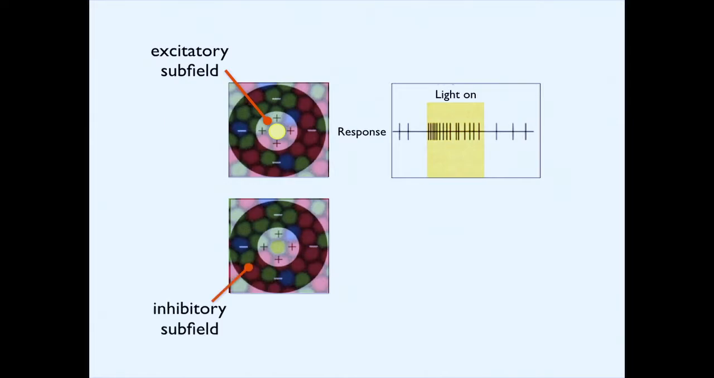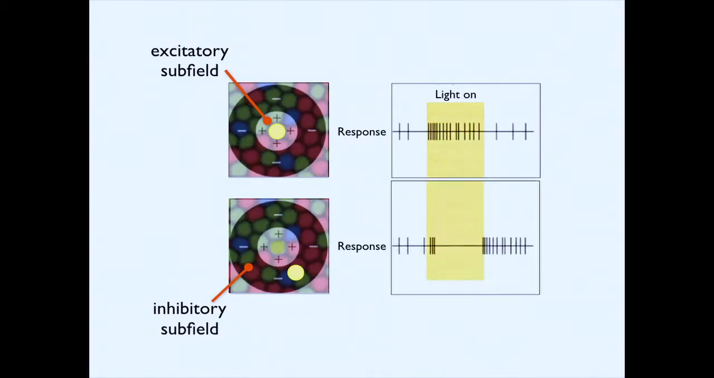If you shine that same spot of light on the surround, which is an inhibitory subfield, then the background activity goes off. And so the cell is inhibited by light in the surround. And so that's why this is called an excitatory center, an inhibitory surround, and a center surround cell.